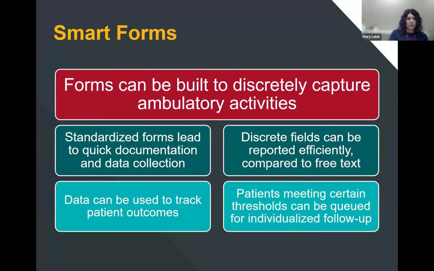But what's really key that we've started utilizing at Nebraska Medicine is our SMART forms. And these forms are able to discretely capture data for our ambulatory clinic activities. It's very standardized. There's less free text, but it allows us to track patient outcomes and the activities that we're doing, so that we can identify patients that may need follow-up as well as show all the work that we're doing.